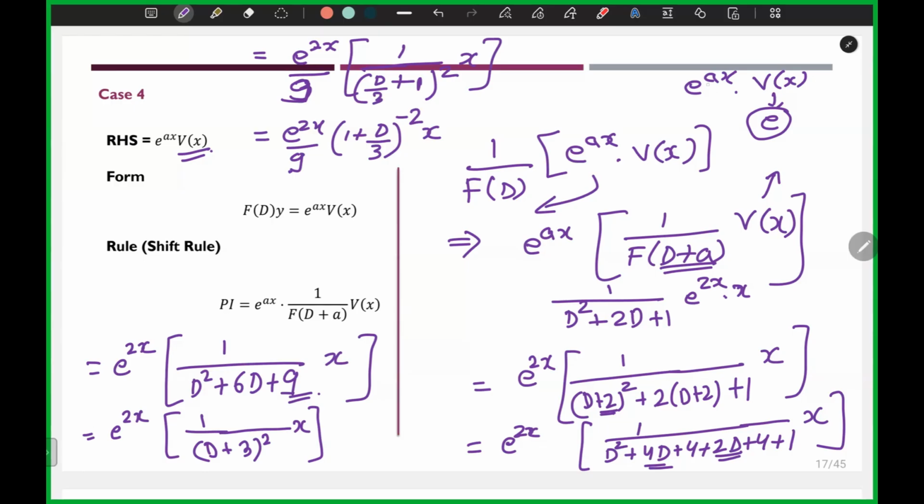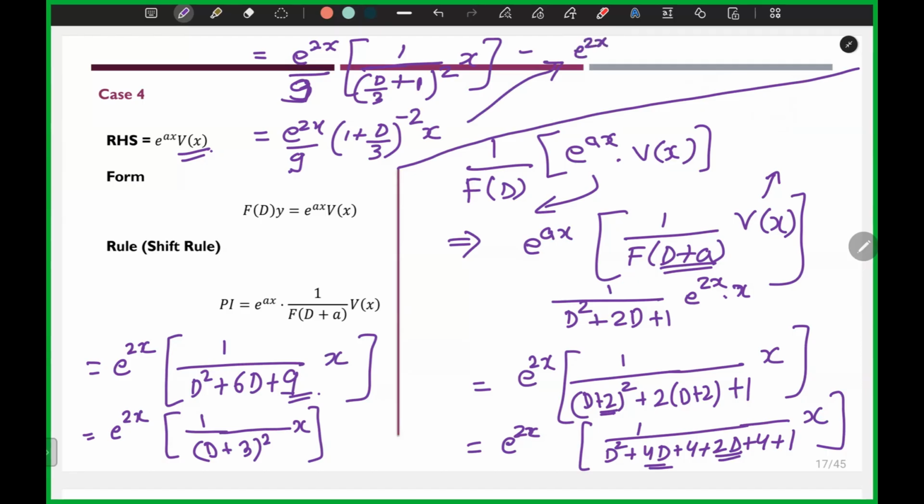Up to this, is it fine to everyone? Yes, sir. It is nothing but e to the power 2x by 9. What is the expression for this? It is 1 minus 2d by 3, and the next term will be plus 3d square. What is the expression for (1 plus d) to the power minus 2? It is 1 minus 2d plus 3d square.